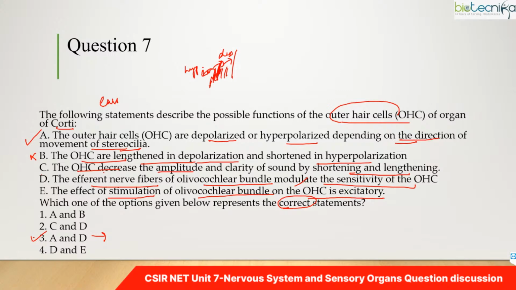The outer hair cells decrease the amplitude and clarity of sound by shortening and lengthening. That is not there, right? They are not shortening and lengthening, and they are not affecting the amplitude like that. So C is again incorrect. D says the efferent nerve fibers of the olivocochlear bundle modulate the sensitivity of the outer hair cells. Here you need to know about the olivocochlear bundle, which I'll tell you about. Definitely D is correct. They play a role in modulating the sensitivity of the outer hair cells. E, the effect of stimulation of the olivocochlear bundle is excitatory, is again incorrect. So the right statements are A and D.